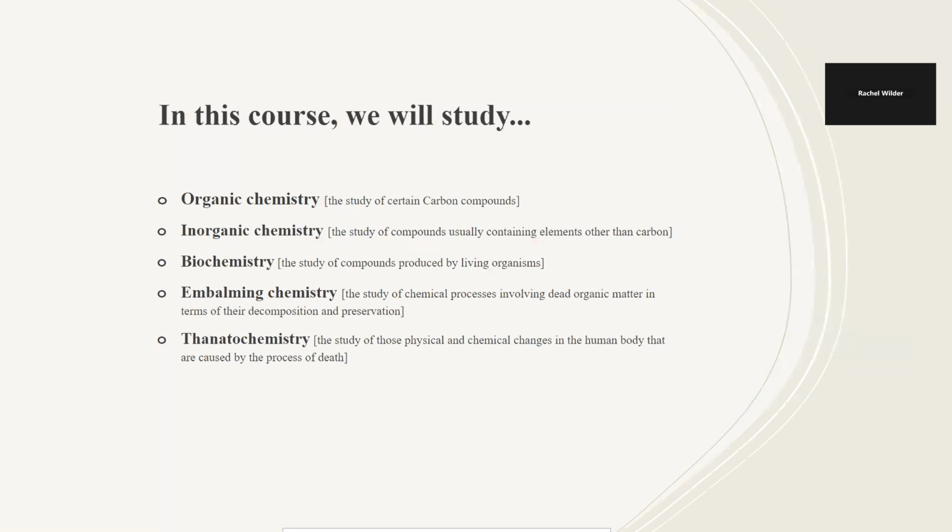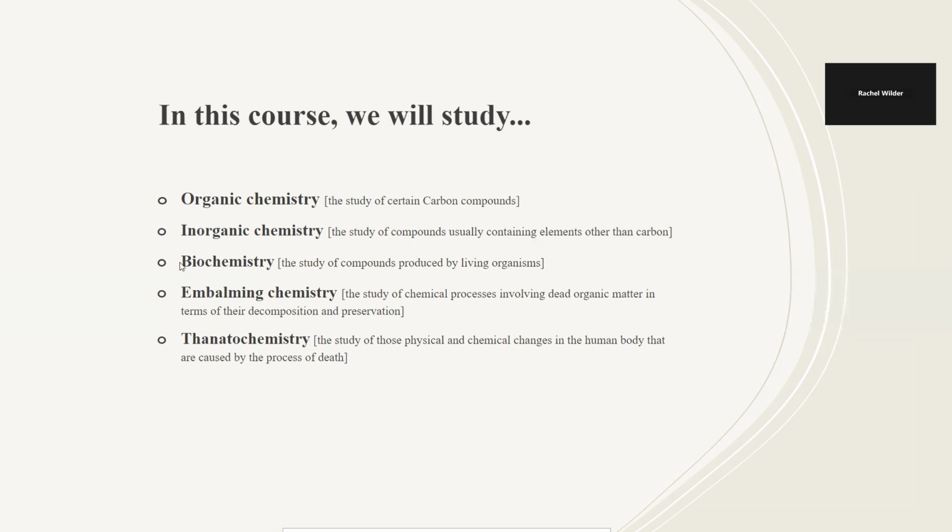So these are the definitions that you want to know. Organic chemistry is the study of certain carbon compounds. It's much larger and more complex. Inorganic chemistry is the study of compounds usually containing elements other than carbon, but occasionally carbon does pop up, but it won't contain carbon and hydrogen together. Biochemistry is another branch of chemistry that studies compounds produced by living organisms. That's where the bio comes from.